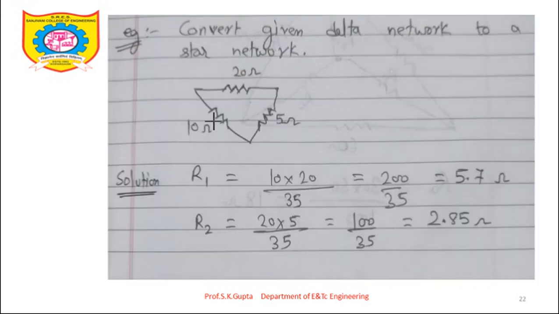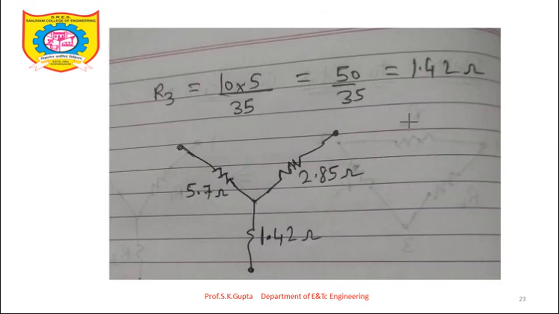Next, R3. For R3, 10 into 5, this is node 3. So 10 into 5 divided by the sum of all resistances, 35. So 10 into 5 is 50. 50 divided by 35. Answer comes out as 1.42 ohm.